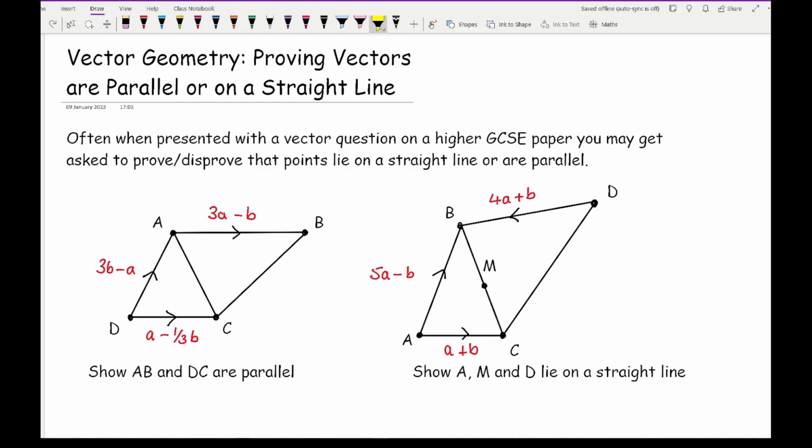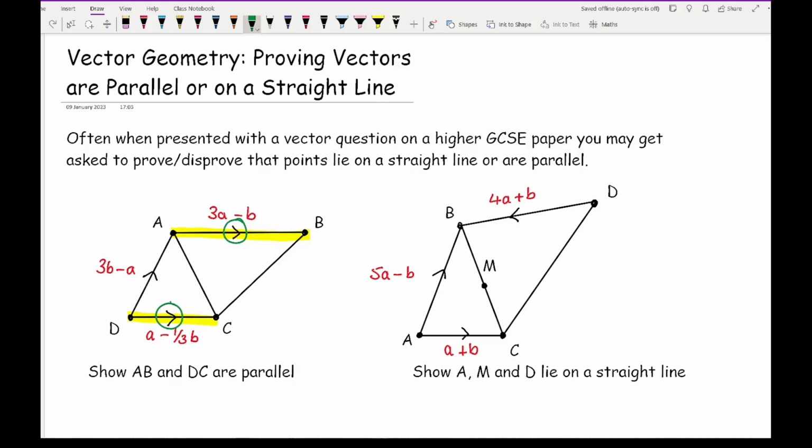With this first one, it says show AB and DC are parallel. So DC is this length here and AB is this length here. I want to show that those two lines are parallel. Although they've got arrows, the arrows don't refer to the fact that they are parallel. They're just there for the vector purpose, the sense of direction. So try not to get too confused about that notation.